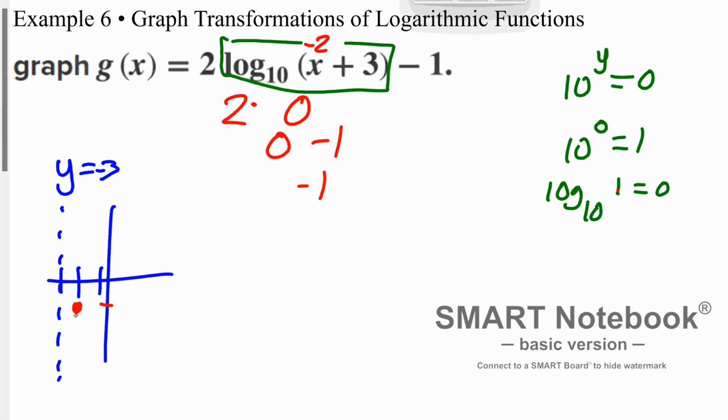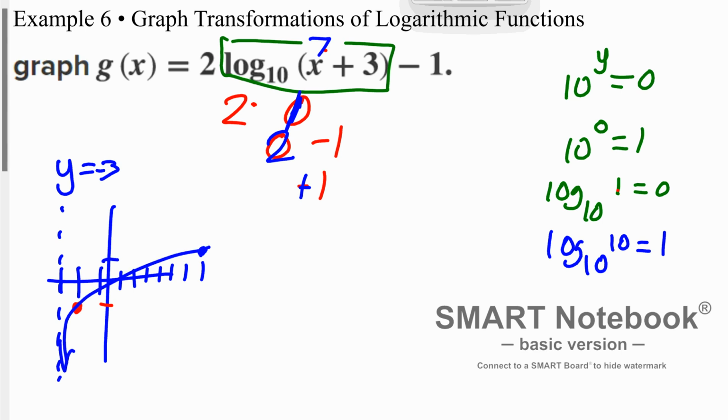So I have that point, and then I just need a second point. So this one is when I know I have log base 10 of 10, I know that answer is 1, correct? And then 1 times 2 would be 2, and then 2 minus 1 would be a positive 1, right? So what gets me to 10 here? Well, that is a positive 7, right? So if I go over 7, 1, 2, 3, 4, 5, 6, 7, I know I'm going to get 1 out, and then I can make my graph like that.